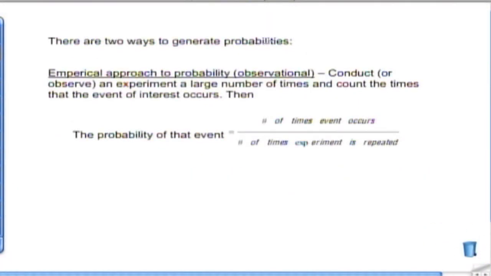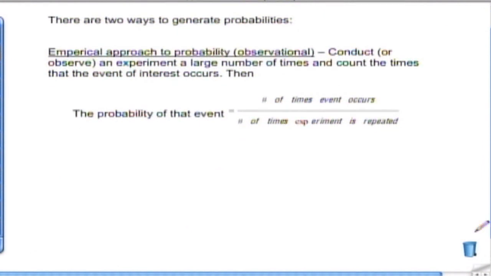Okay, so two ways to generate probabilities. One way, and they're both equally important, is the empirical approach to probability, which is strictly observational. So we perform an experiment a huge number of times, typically or ideally, and count the number of times that the event of interest occurs. So the probability would be the number of times that the event occurs over the number of times the experiment is repeated.